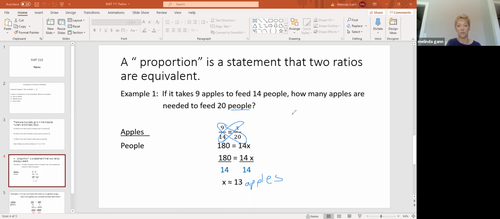Now, I want you to notice something. I'm going to put a P over an A instead of writing the word out. What if I decide to put people on top of apples? Well, if I decide to put people on top of apples, then I would have had the 14 on top, and I would have had the 9 on the bottom.